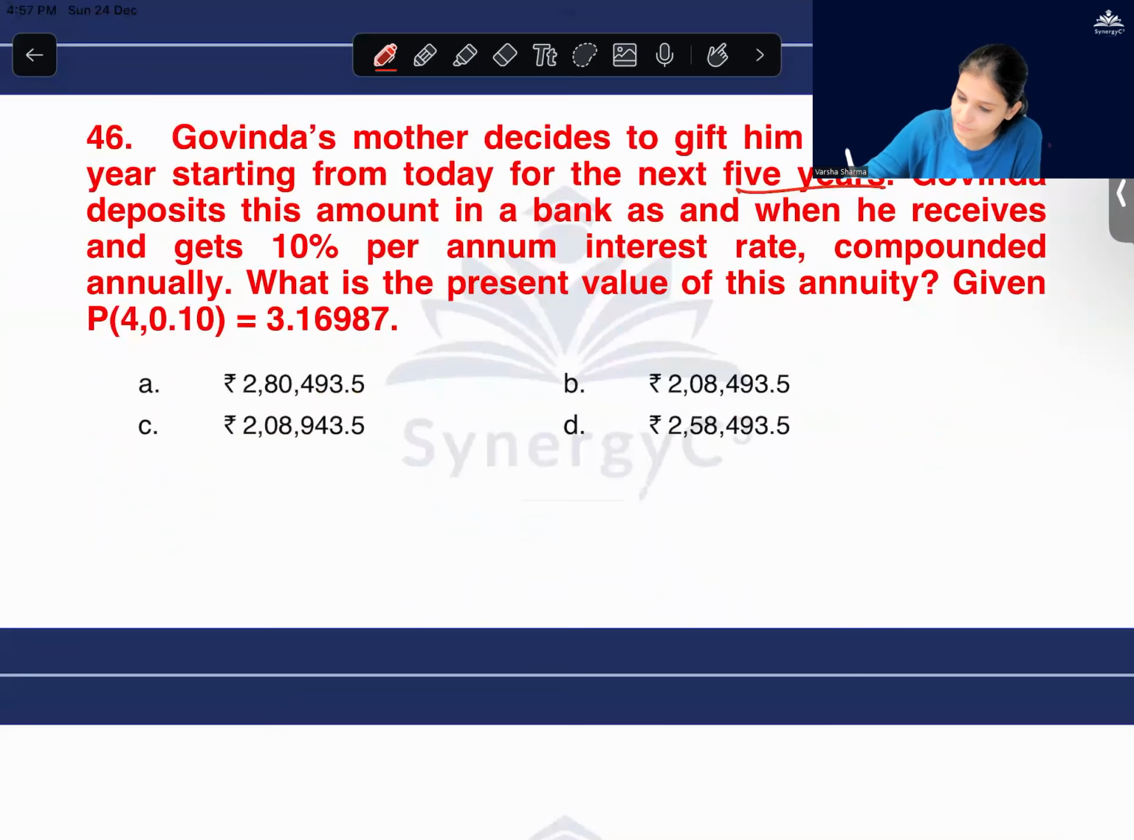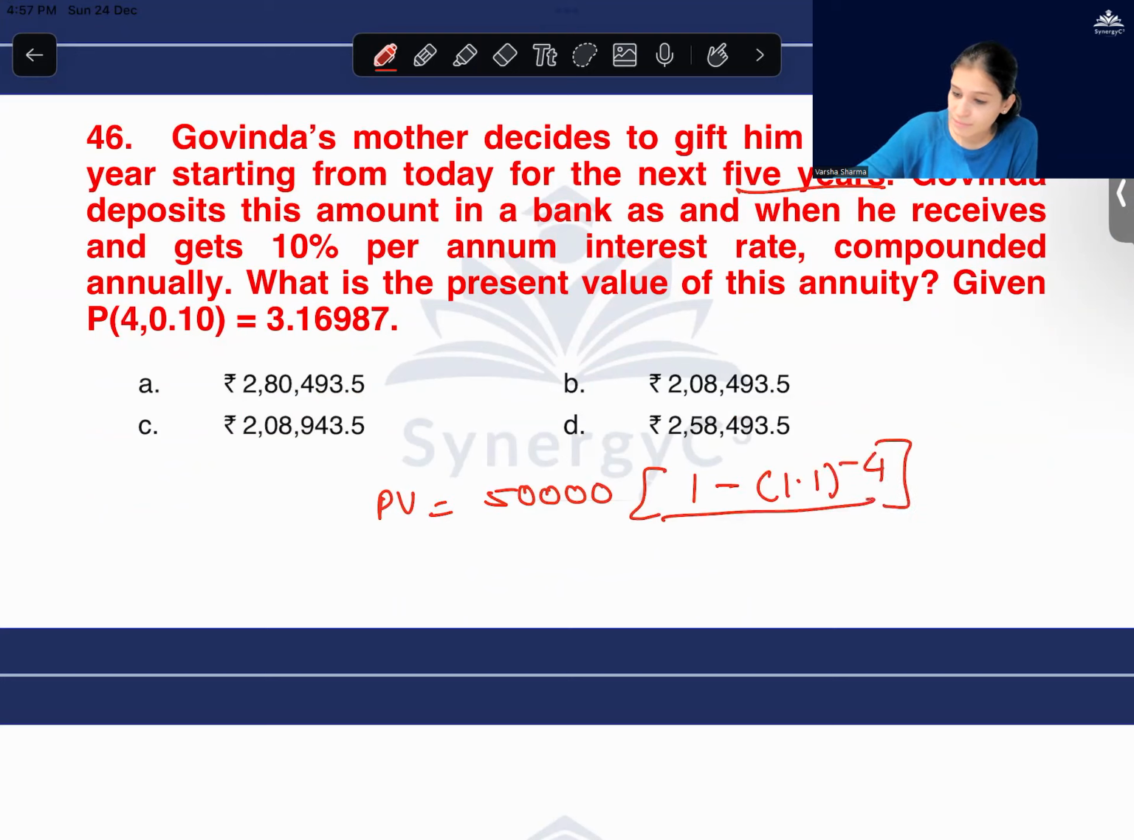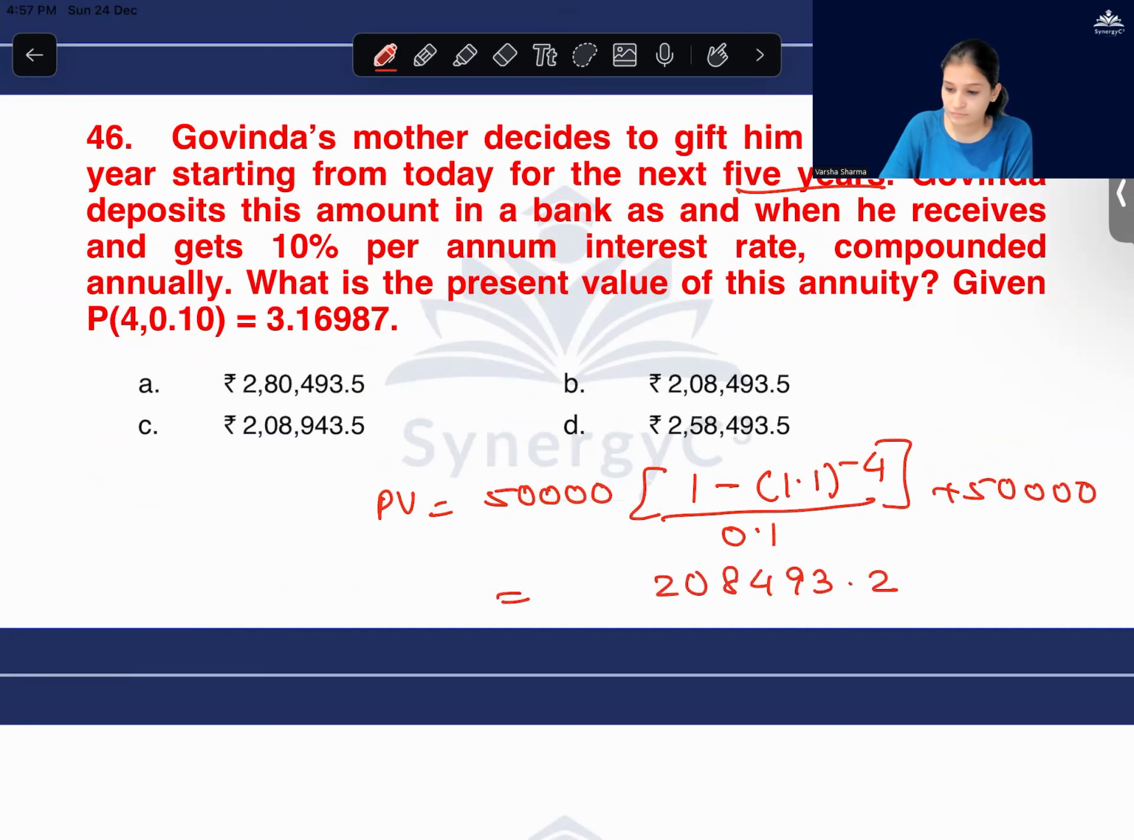So present value is 50,000 into 1 minus 1.1 to the power minus 4, 1 year less, by 0.1, plus 50,000. 208,493.2. B.